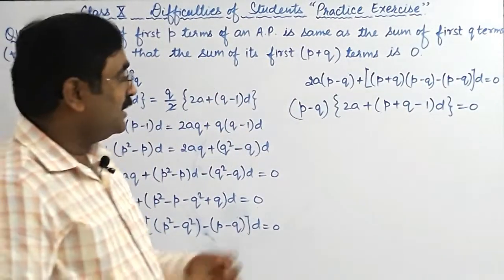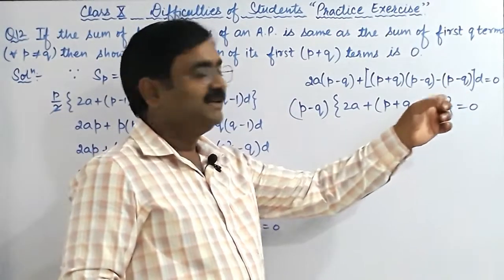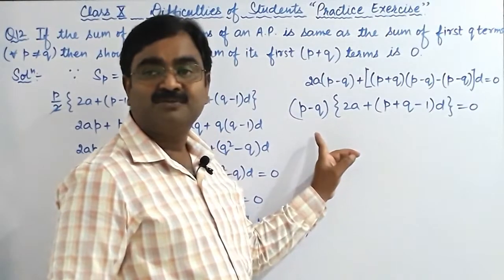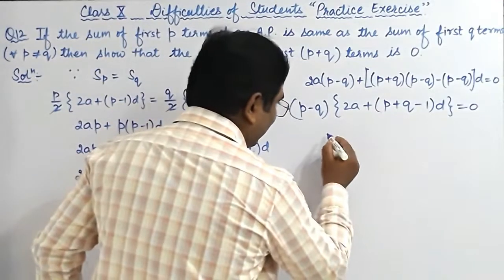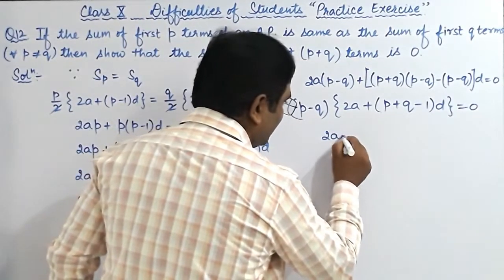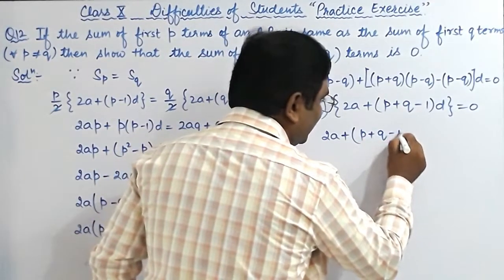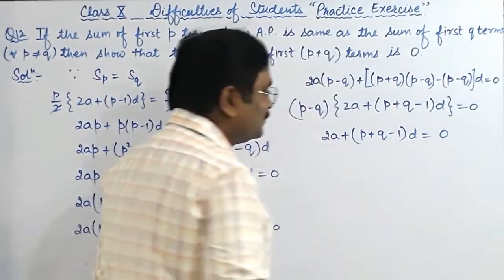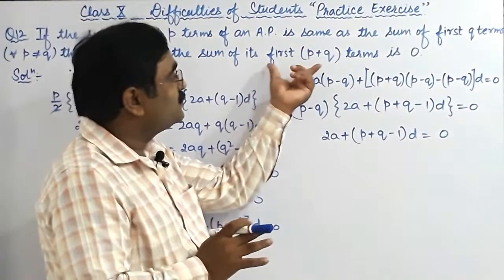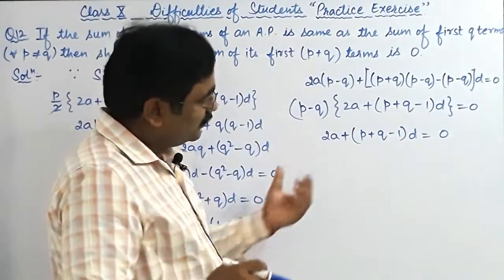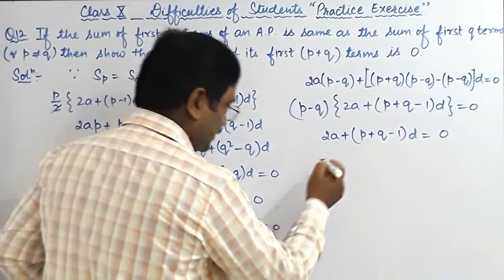Did you understand? This is multiplied in this bracket, so when you transpose this to the right side, it becomes 0 upon p minus q, which is 0. Therefore what we will get: 2a plus p plus q minus 1 into d equals 0. Now what we have to prove, keep this in mind, we are going to prove that its first p plus q terms sum is 0. So what you have to do, on both sides multiply by p plus q upon 2 in this equation.